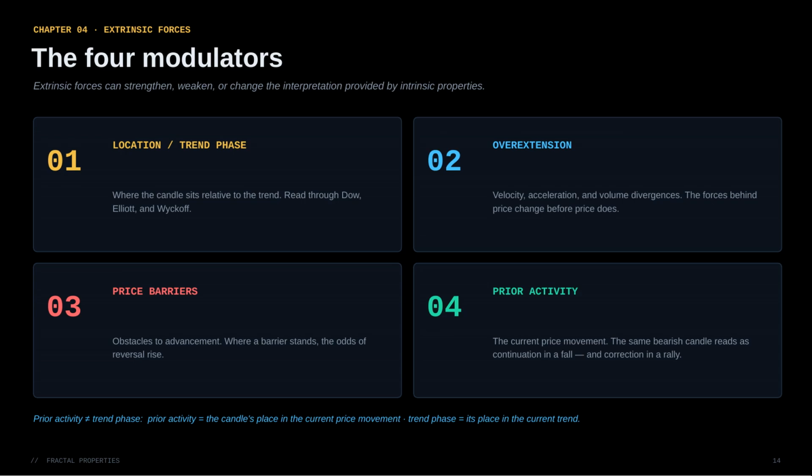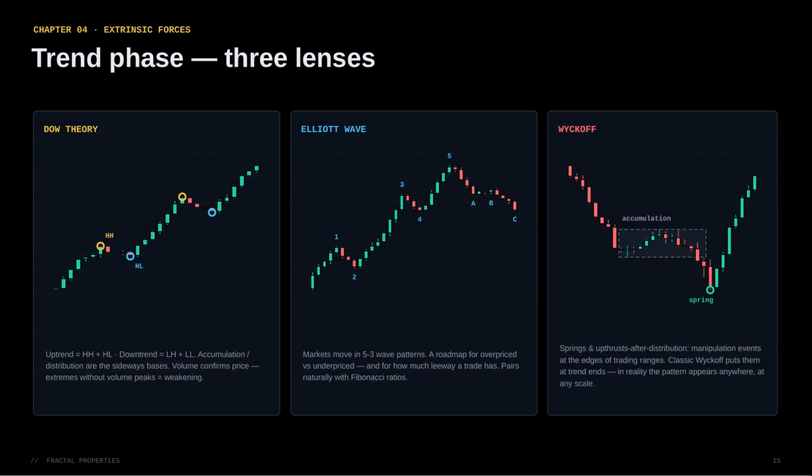And don't confuse the last two. Prior activity is the candle's place in the current movement. Trend phase is its place in the current trend. Location is read through 3 lenses.